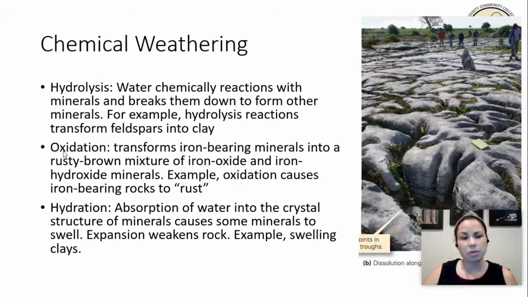That would be an example of oxidation, which transforms iron-bearing minerals into a rusty brown mixture of iron oxide and iron hydroxide. This is where we see rust on our cars and things like that. This is the same type of principle that would apply to soils and rocks. Another would be hydrolysis. This is where water chemically reacts with the mineral and breaks it down to form other minerals. An example of this is the mineral feldspar, where there's a chemical reaction, and then it turns into clay.